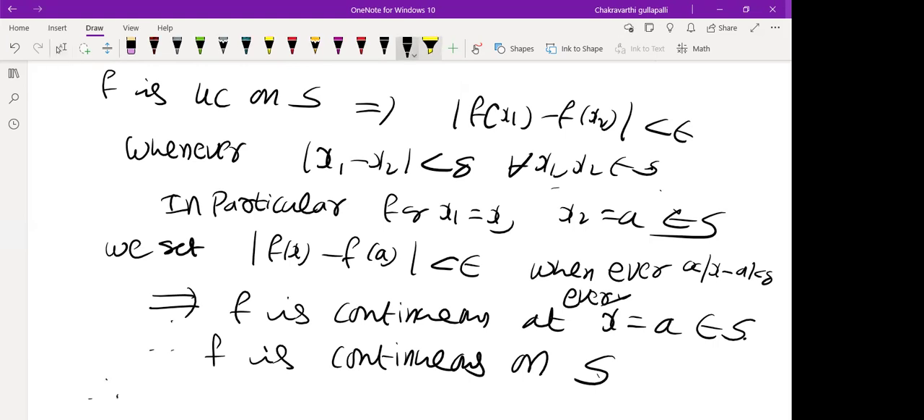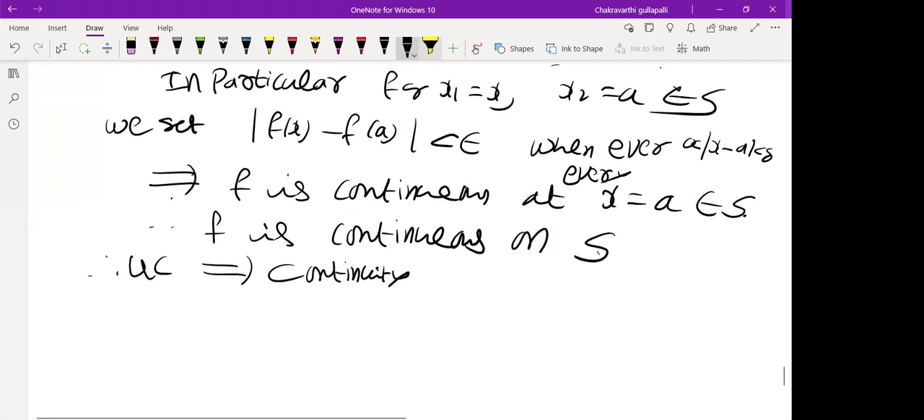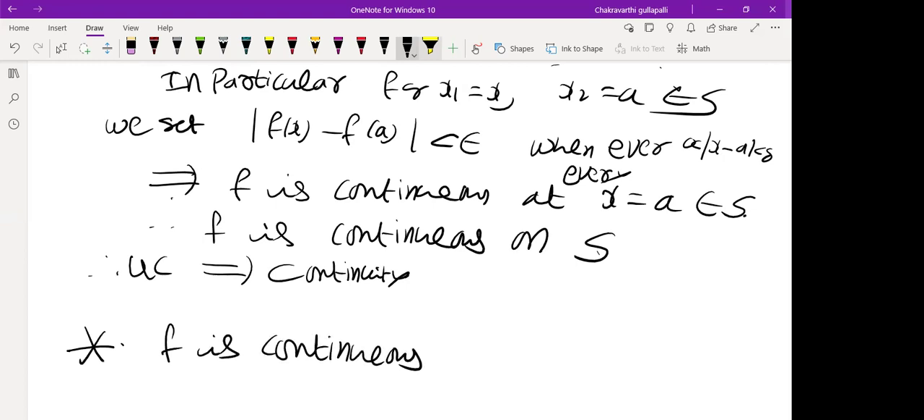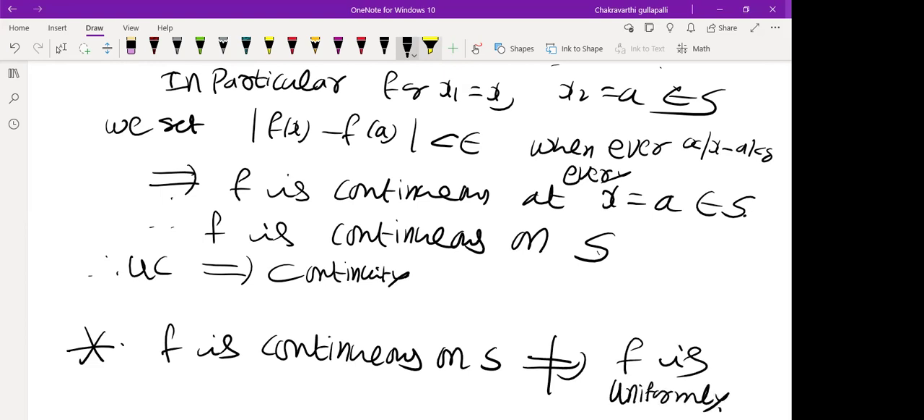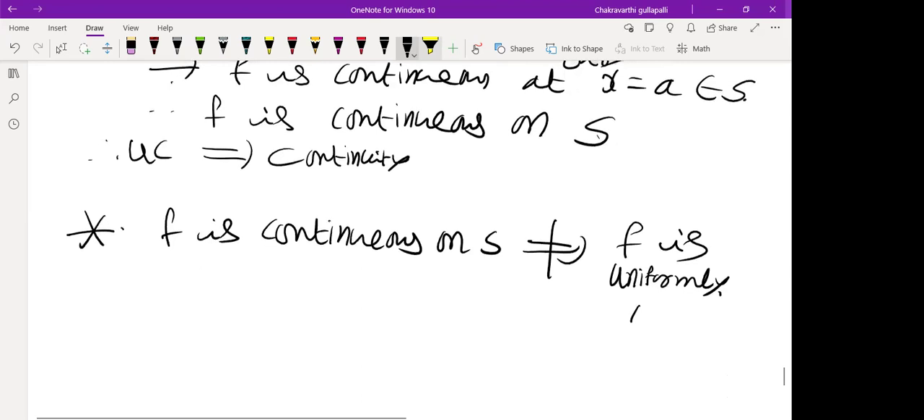Therefore, uniform continuity implies continuity. So, if a function is uniformly continuous, then automatically it is continuous. You need not check. Automatically it will be satisfied. But is the converse true? Answer is no. f is continuous on S does not imply f is uniformly continuous. If it is continuous, you cannot say f is uniformly continuous.